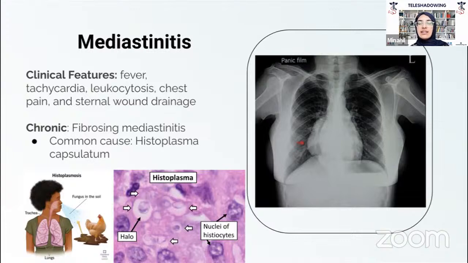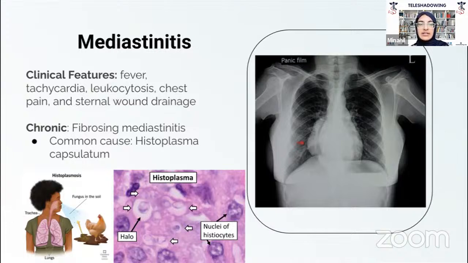But basically, I talked about mediastinitis, but there's also something called chronic mediastinitis. And for chronic mediastinitis, you can see here in the second bullet point, the exact cause is unclear, but a lot of studies suggest that Histoplasma capsulatum is a potential common cause of chronic mediastinitis.